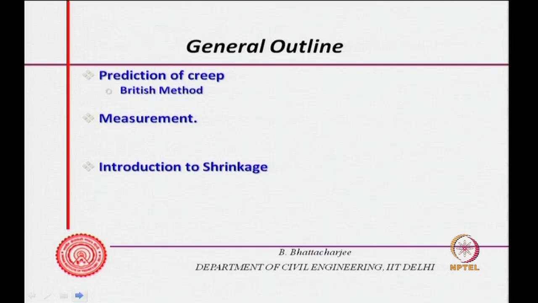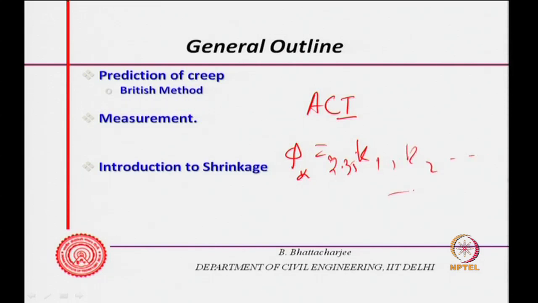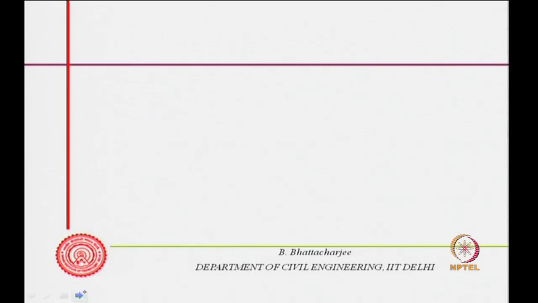To start with, we will look into the British method of predicting creep. If you remember, we talked about the ACI method in the last lecture, where we said that the ultimate creep coefficient can be related to several factors, k1, k2, k3, etc. Today we will look into another method. So, that is the British method.